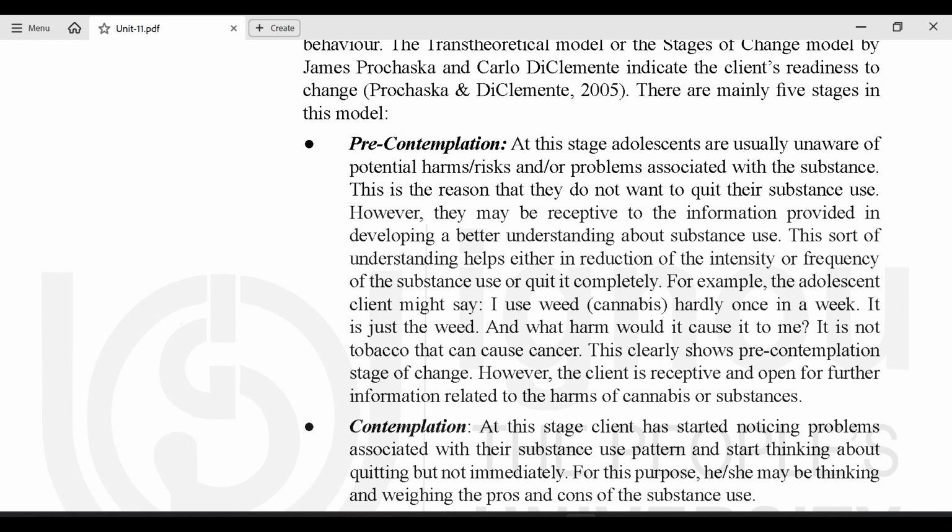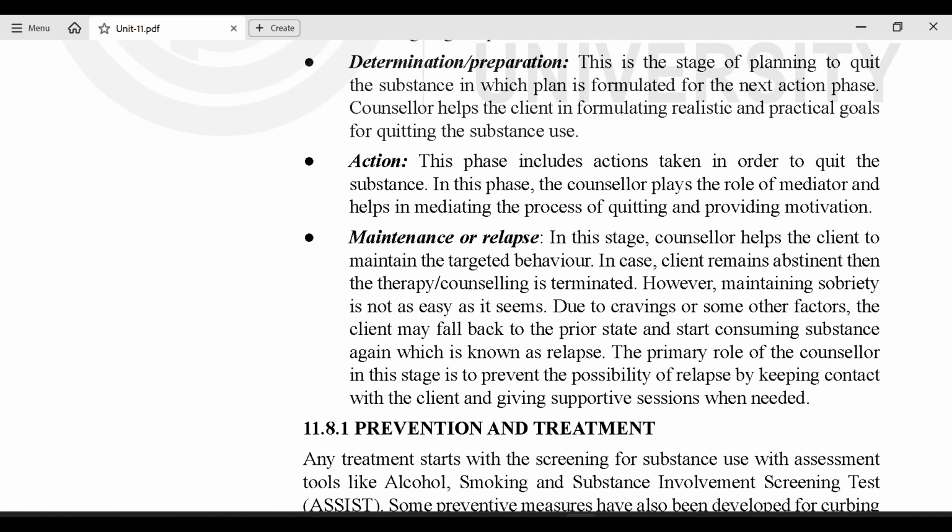Contemplation. At this stage client has started noticing problems associated with their substance use pattern and starts thinking about quitting but not immediately. For this purpose, he/she may be thinking and weighing the pros and cons of the substance use. Determination/preparation. This is the stage of planning to quit the substance in which plan is formulated for the next action phase. Counselor helps the client in formulating realistic and practical goals for quitting the substance use. Action. This phase includes actions taken in order to quit the substance.